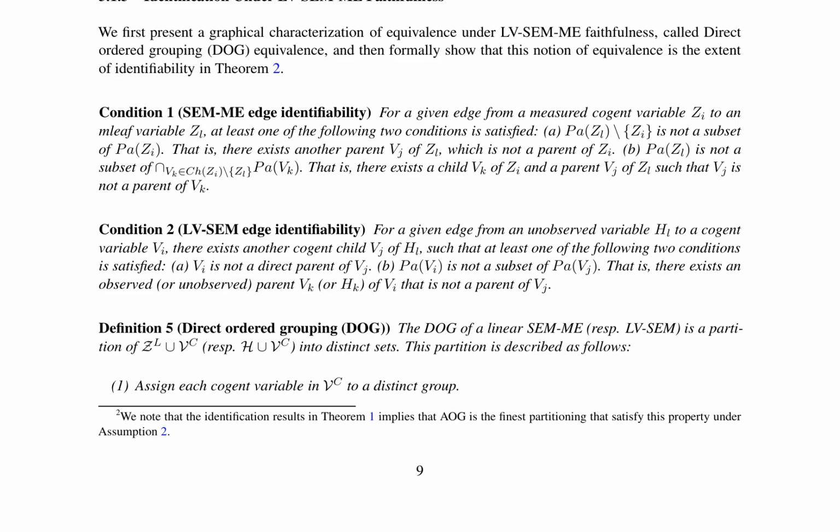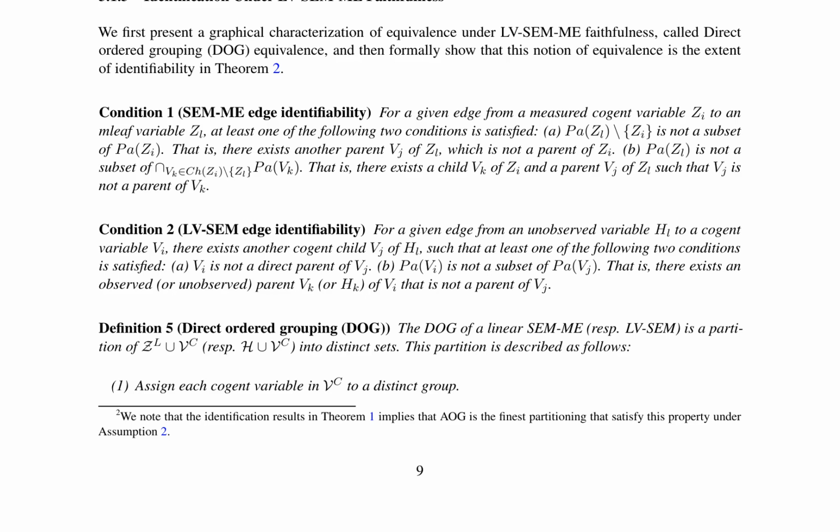Similarly, for an LVSEM, if a group has more than one variable, then there must be exactly one cogent variable, and the rest of the variables are unobserved variables which are parents of this node. The authors show that fixing the center of the ancestral ordered groups for SEMME, and fixing the exogenous noise term of the center of the ancestral ordered groups as well as the choice of scaling and permutation of the columns of B for LVSEM, leads to unique identification of the models.